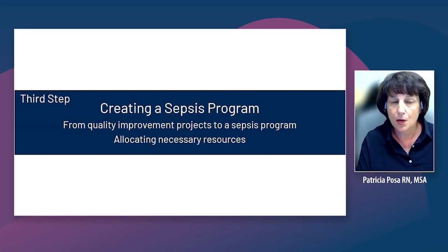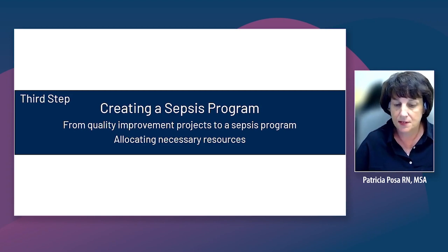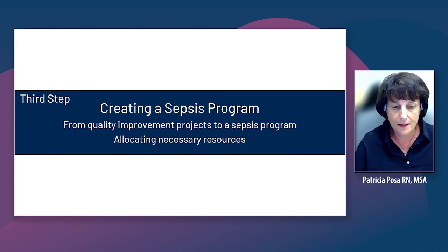The third step was to create that sepsis program, moving from quality improvement projects to a program and ensuring we had the necessary resources. So we know that sepsis is not going away. It's not time limited like quality improvement programs often are. And we looked at other successful clinical programs like stroke and trauma and modeled after that. So go on to the next slide.